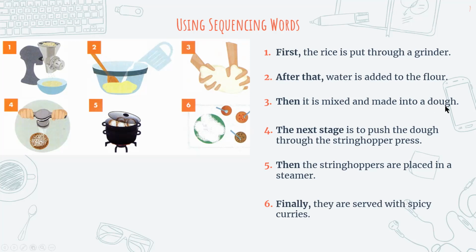Okay. As you can see, these will help you with coherence and cohesion, and we're going to talk about that later on in the session. The next stage, which is of course after the third one, so it's the fourth stage, is to push the dough through the string hopper press. Then the string hoppers are placed in a steamer. Finally, which means the final step, of course, finally they are served with spicy curries.